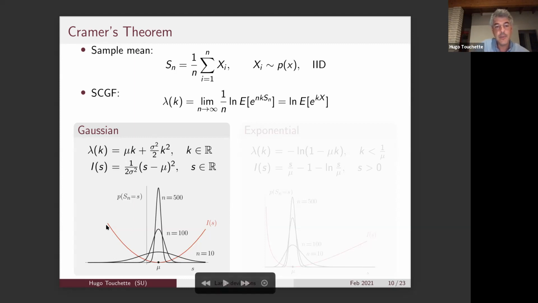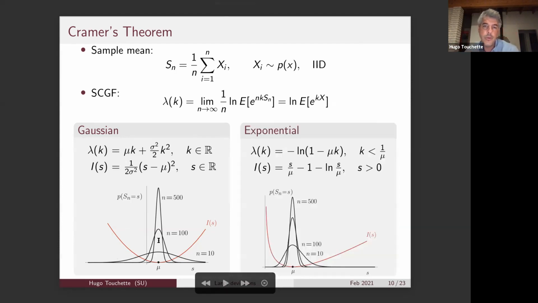In this case, the fluctuations are Gaussian because the rate function is a parabola. So if I put this in the exponential, then I get a Gaussian. If you take another distribution for the random variable, for instance, exponential, then you can also do the same game. You calculate lambda k, you can take the Legendre transform, and now you get this rate function in red, which is not a parabola.